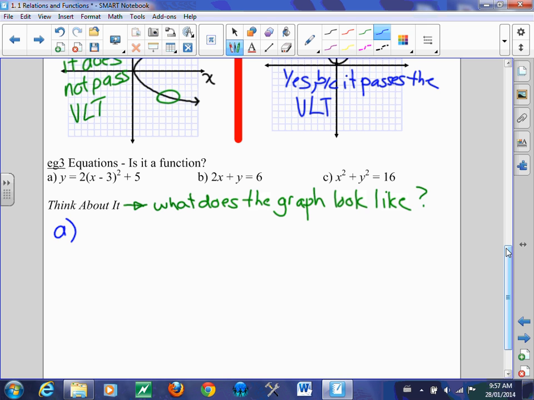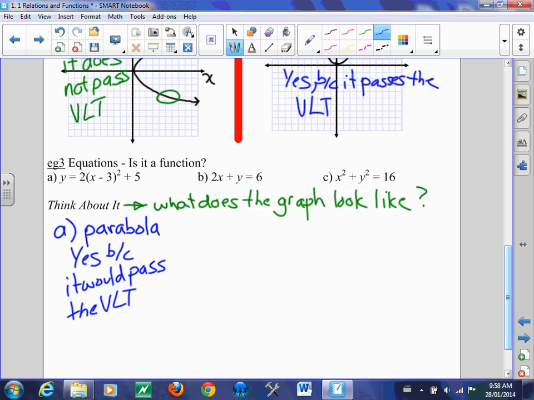All right, so let's take a look at example A. Example A, hopefully you recognize that relation as quadratic. So is that a function? Well, when we graph a quadratic, we get a parabola. And as we looked up there, does a parabola pass the vertical line test? You would say yes, because it would pass the VLT if graphed.